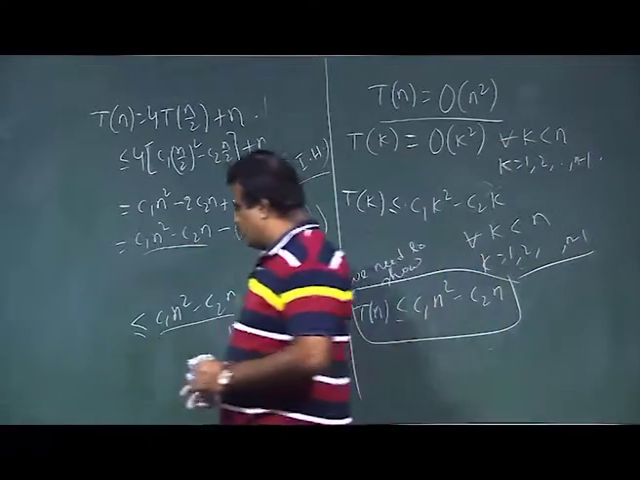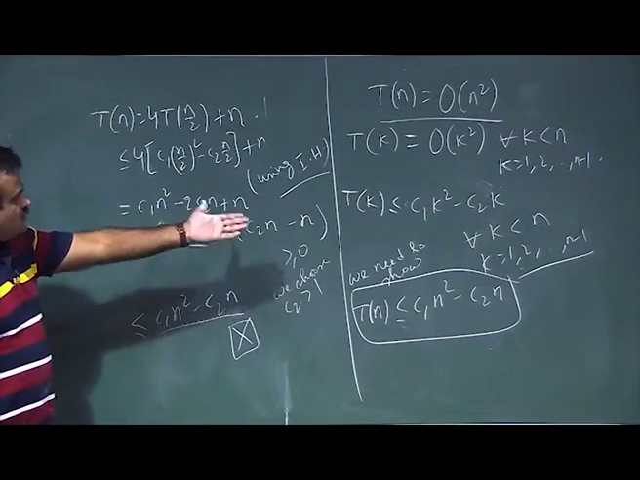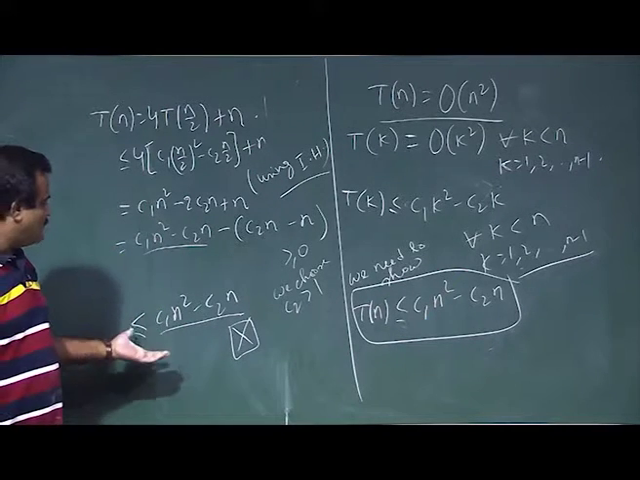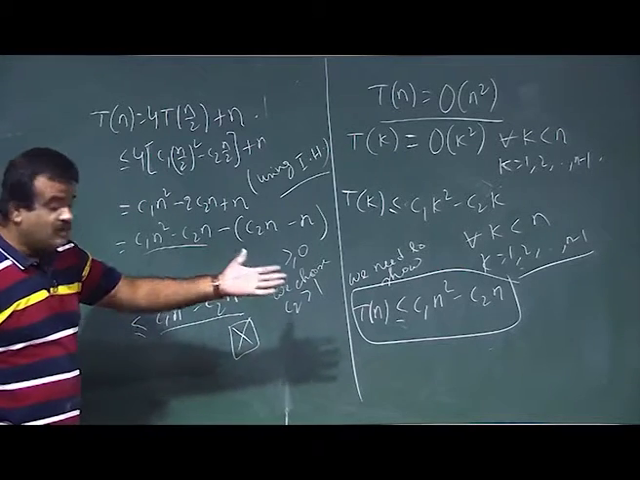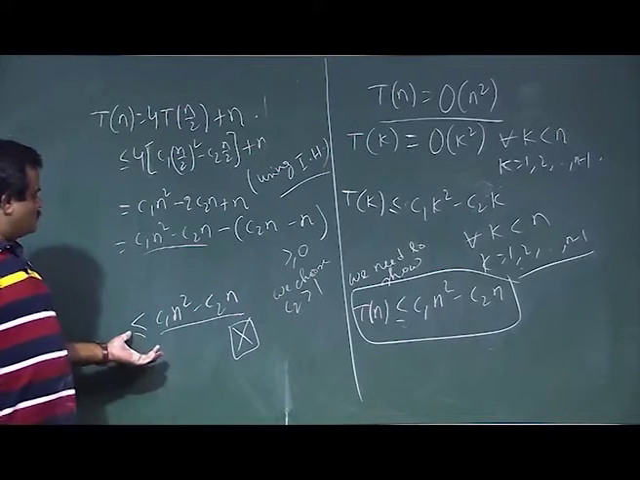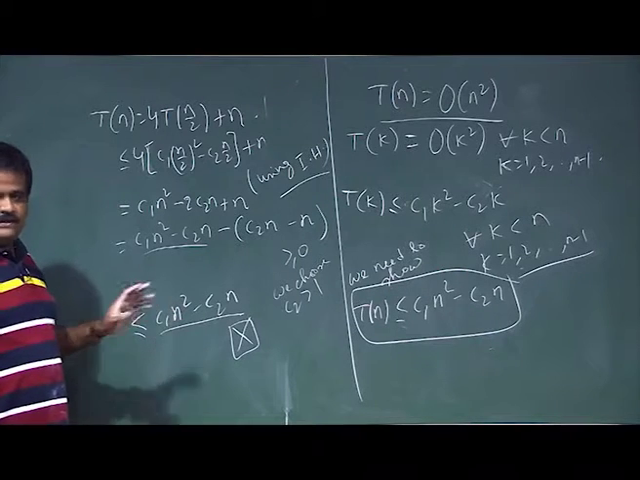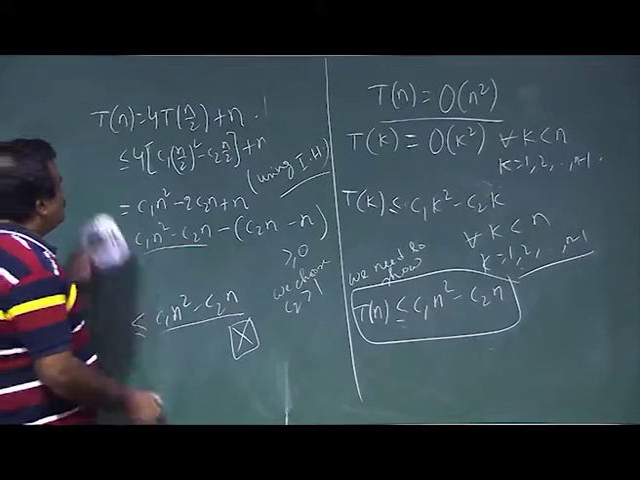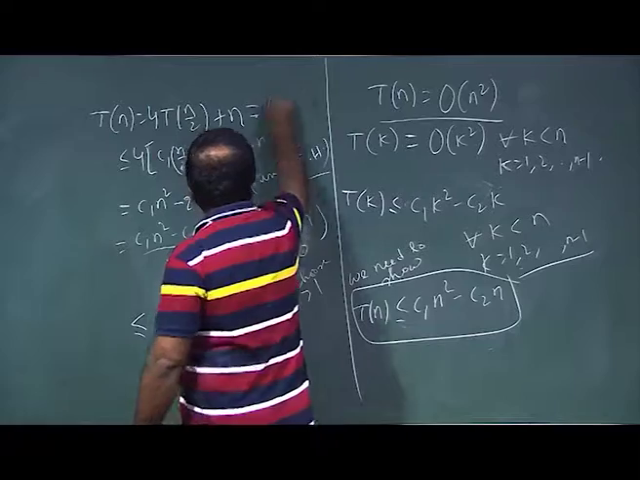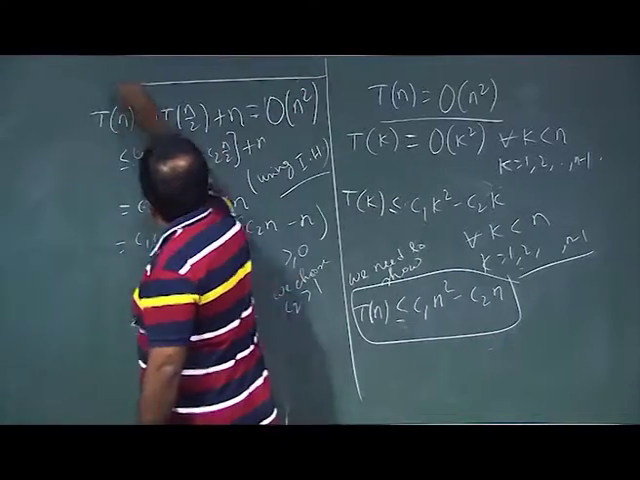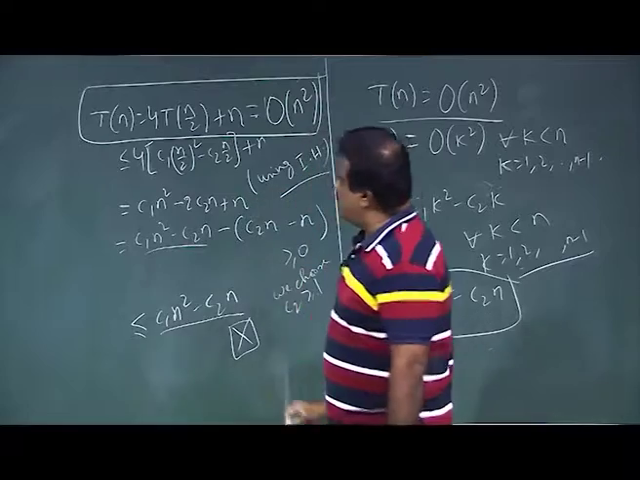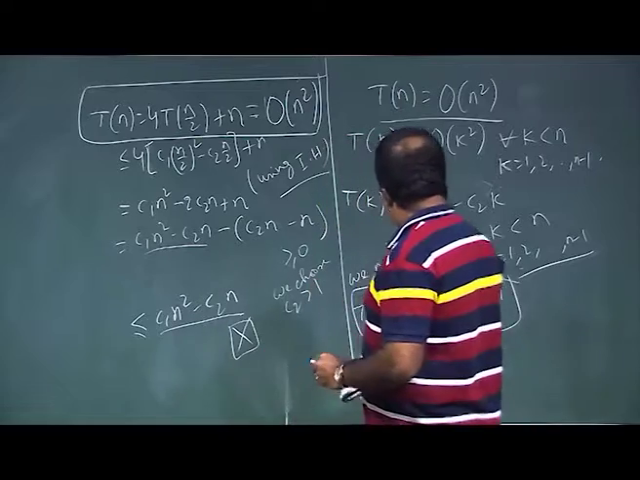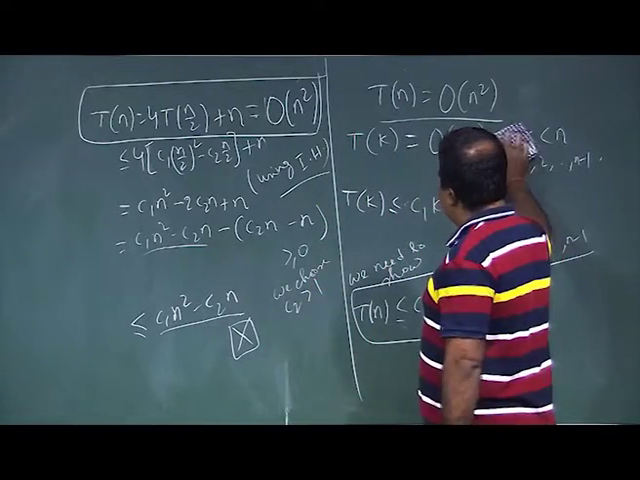We assumed this is true for k equal to 1 to n minus 1, and now we have achieved that this bound, which is a little tighter than the earlier one, is true for k equal to n. So, the result is true for all natural numbers. That means the solution is big O of n square. This we proved with the help of mathematical induction.